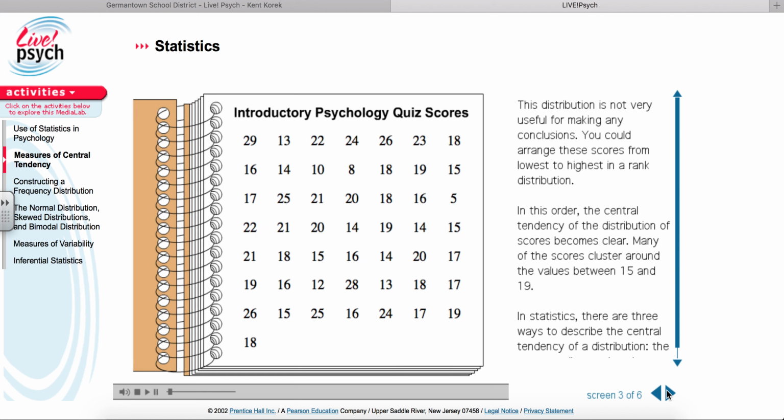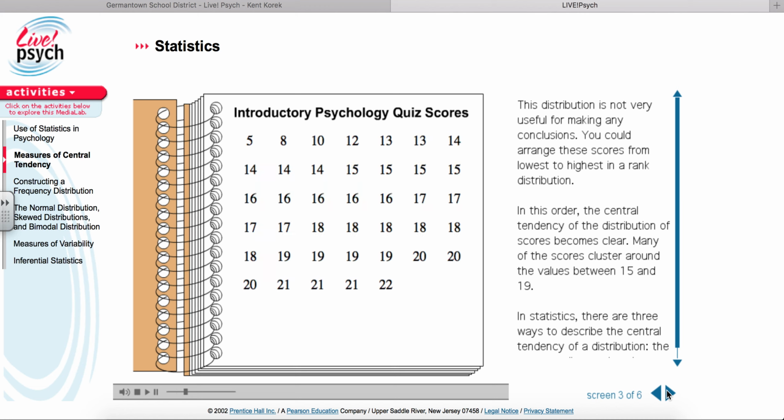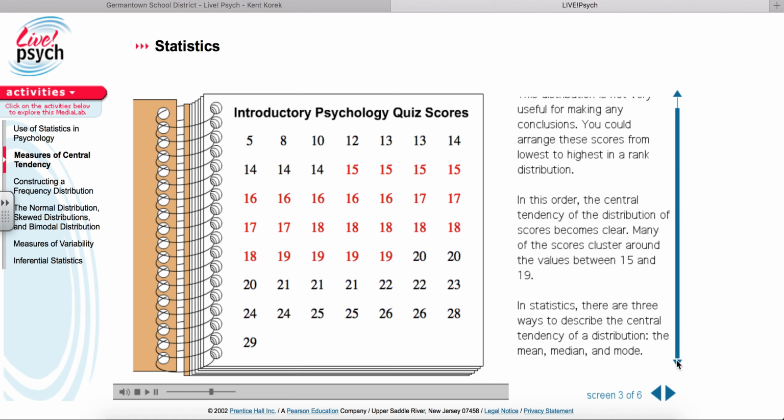This distribution is not very useful for making any conclusions. You could arrange these scores from lowest to highest in a rank distribution. In this order, the central tendency of the distribution of scores becomes clear. Many of the scores cluster around the values between 15 and 19. In statistics, there are three ways to describe the central tendency of a distribution: the mean, median, and mode.